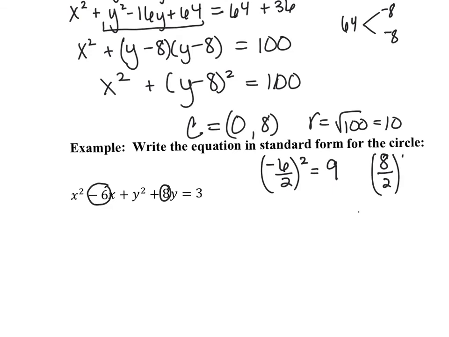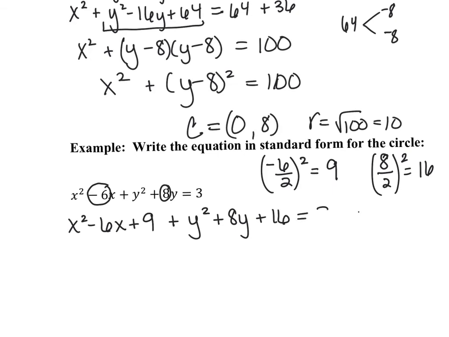So 8 divided by 2 quantity squared is 4, and 4 squared is 16. So we're going to add the 9 behind the 6x, and then we're going to add the 16 behind the 8y, and we have to add the 9 and the 16 to the right-hand side also.